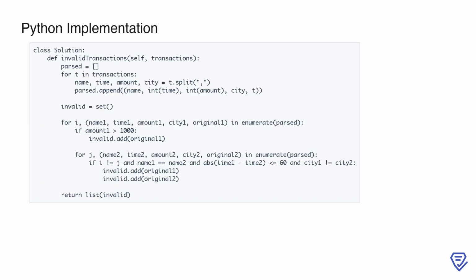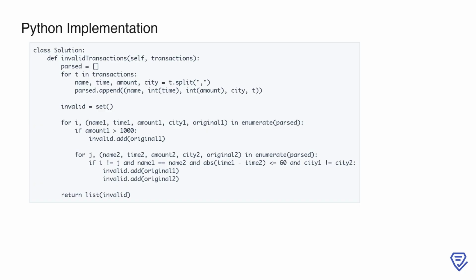The use of a set ensures that duplicate invalid transactions are automatically removed. Finally, the set is converted to a list and returned as the output. This ensures the output contains all unique invalid transactions in any order. This implementation carefully handles edge cases, such as multiple transactions with the same name and conflicting times, by using a nested loop to exhaustively compare each transaction with all others.